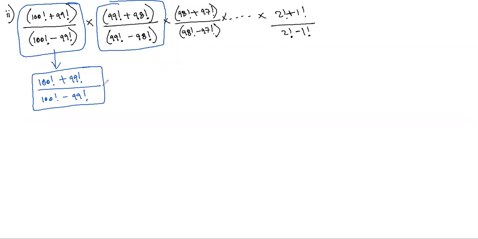So for the numerator, what do we take common? 100 into 99 factorial. So if you take 99 factorial common, you can write this as 100 plus 1. And in the denominator also, you can take 99 factorial common. You can write this as 100 minus 1. Cancelling both of these, ultimately the first term will be 101 divided by 99.